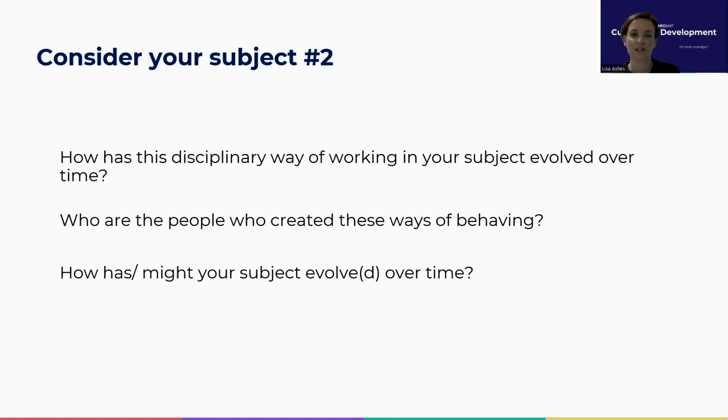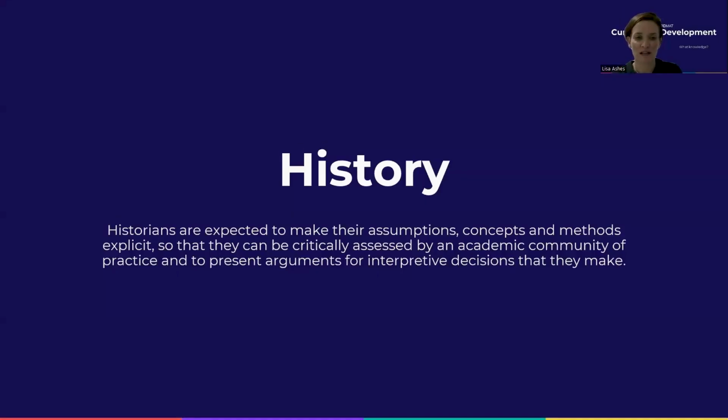I want you to consider your subject and how the disciplinary way of working in your subject has evolved over time. Who are the people who created these ways of behaving? How might your subject evolve over time? If you're a historian, historians are expected to make their assumptions, concepts, and methods explicit so that they can be critically assessed by the academic community of practice and to present arguments for interpretive decisions that they make.